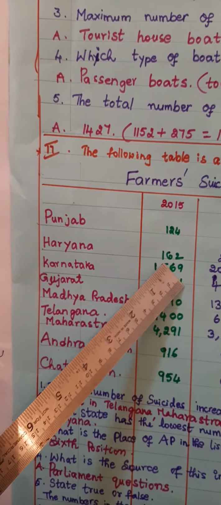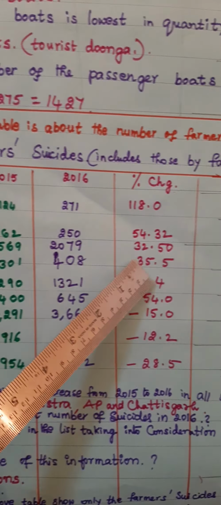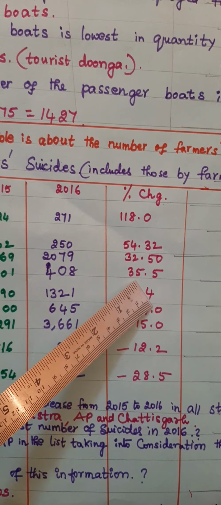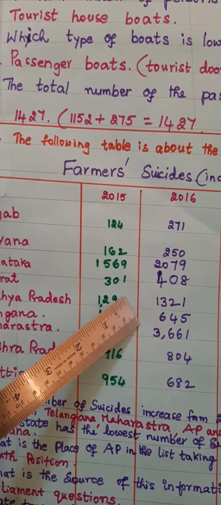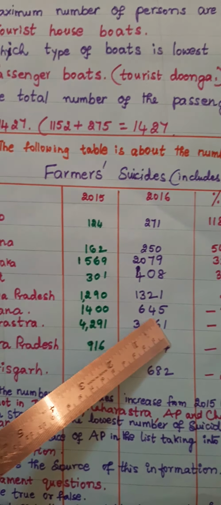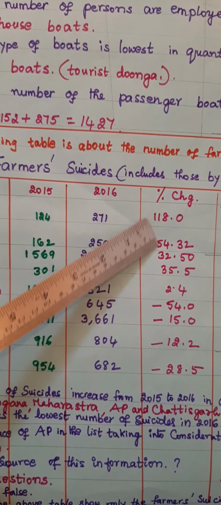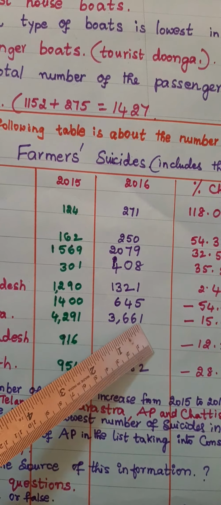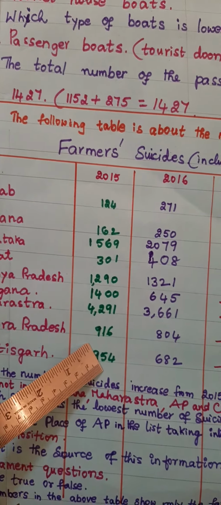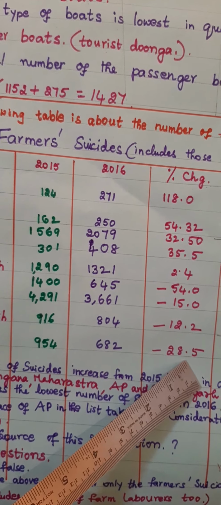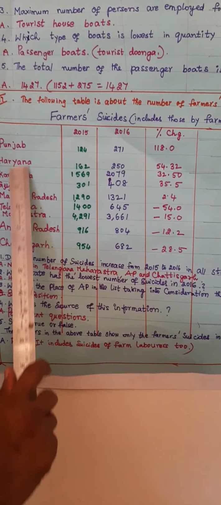2015: 124, 2016: 271, 118.0. Haryana 162, 250, 54.32. Karnataka 1569, 2079, 32.50. Gujarat 301, 408, 35.5. Madhya Pradesh 1290, 2016: 13.21, percentage 2.4. Telangana 1400, 64, 645, minus 4. Children, observe plus minus 54.0. Maharashtra 4291, 3661, minus 15%. Andhra Pradesh 960, 806, minus 12.2. Chhattisgarh 954, 682, minus 28.5. You have to carefully observe the details which were given in the table.